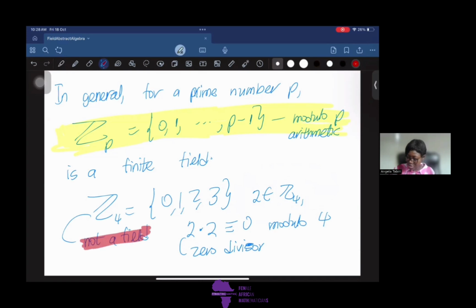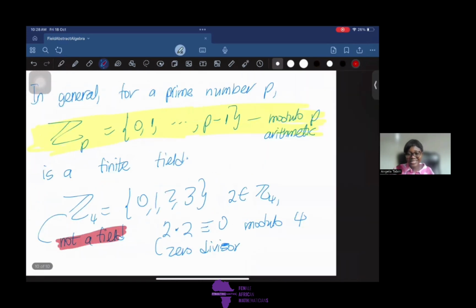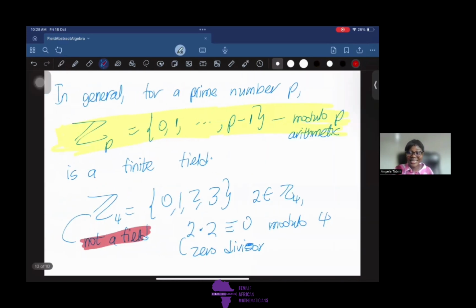Good. So that'll be it for this class. We'll move to the next lesson where we'll consider vector spaces over fields.